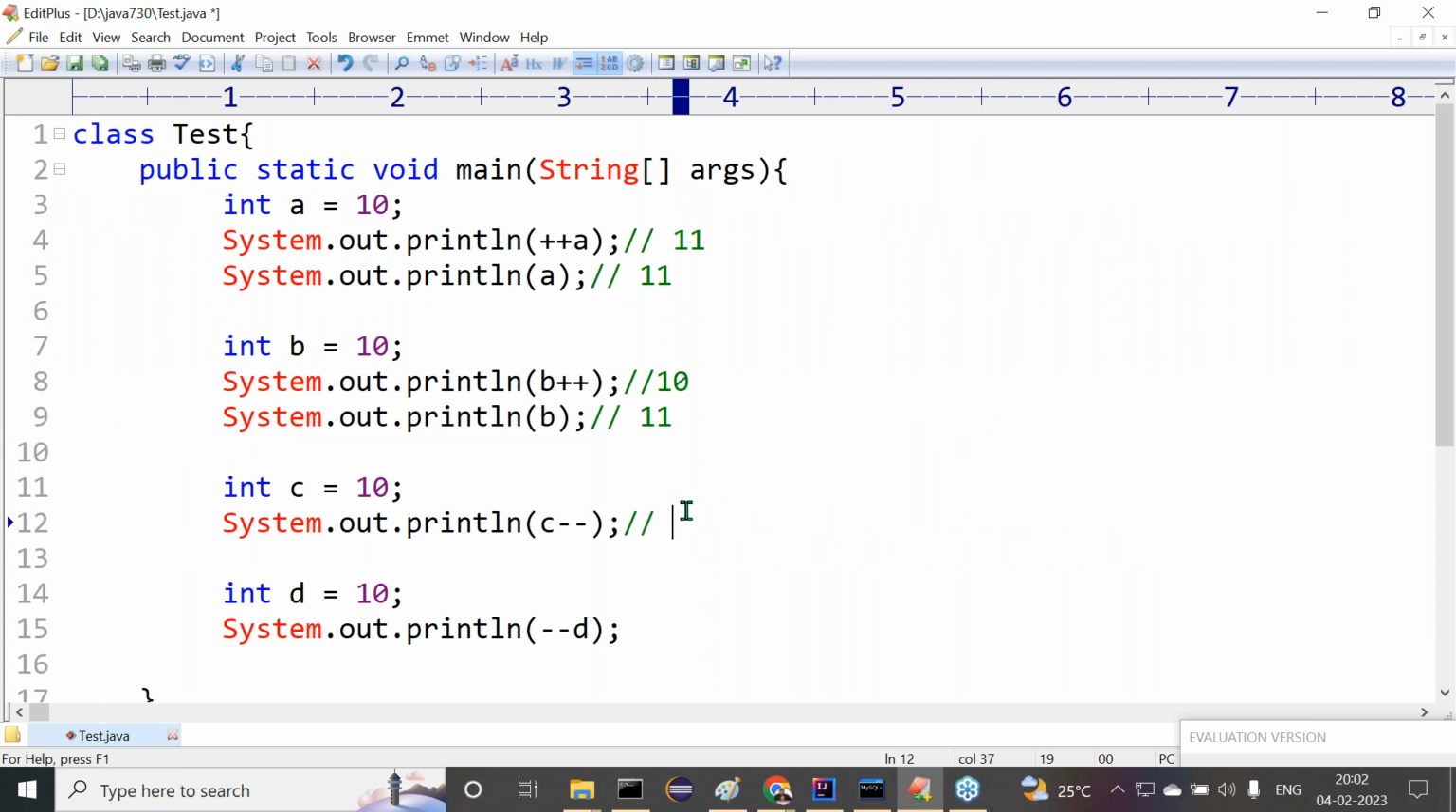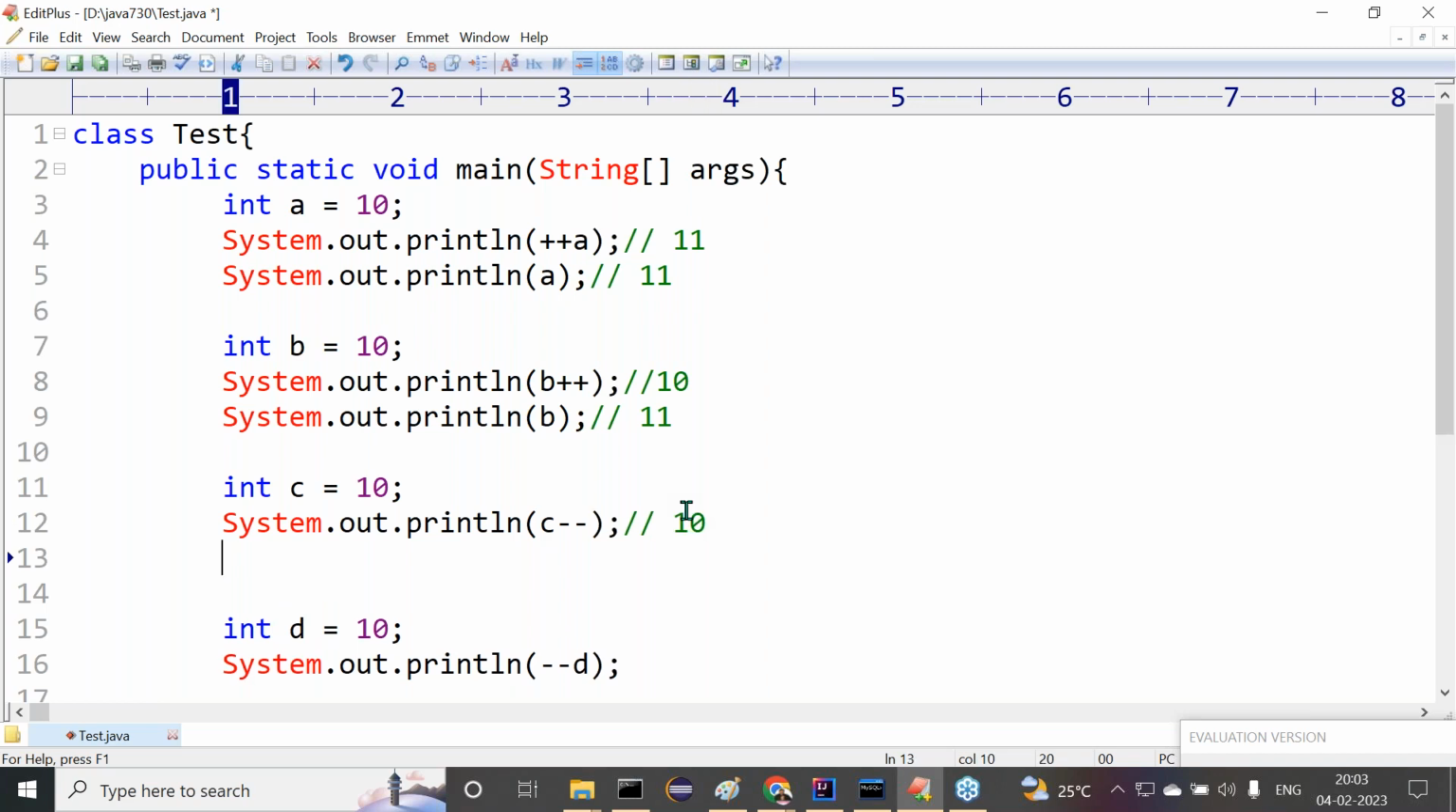Now here c is equal to 10, c minus minus I have taken. That means this is post decrement. Post decrement in the sense the current c value will be displayed. What is the current c value? 10 will be displayed. But internally the value is decremented by 1 or not? Internally the value is decremented by 1. So if we display that c value, System.out.println of c, then what value are we able to get? 9 is the value we are getting.